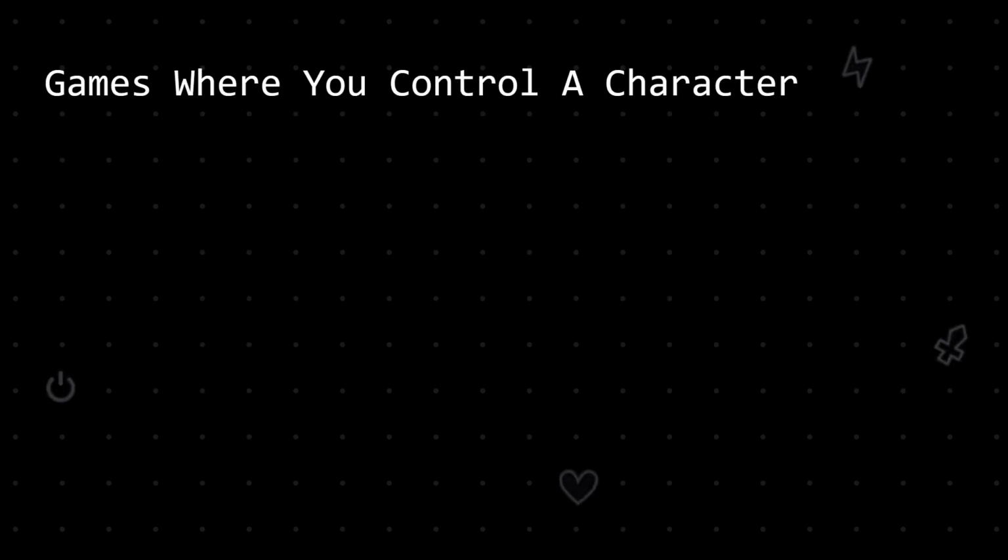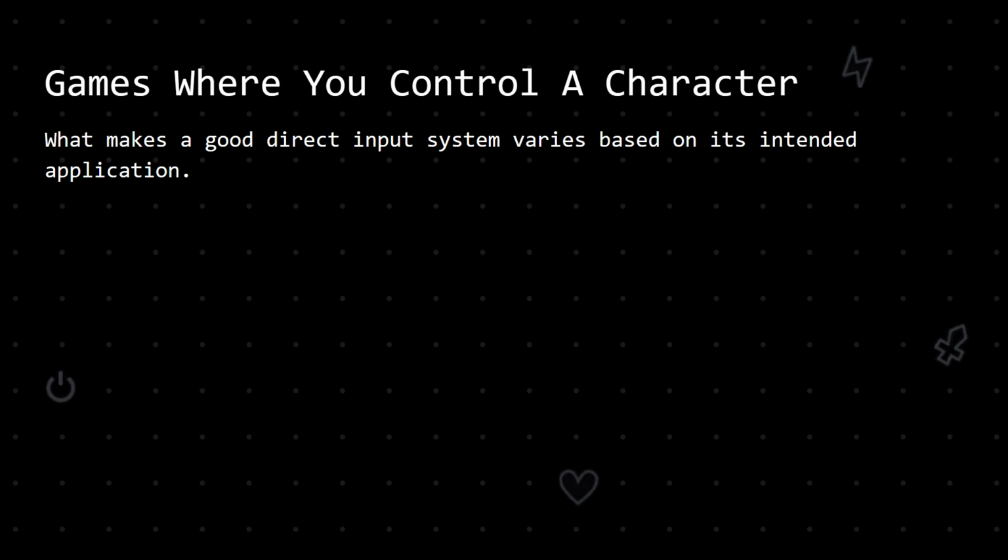Direct input is just that. Input which translates directly to in-game action, without the need for interaction with some intermediary virtual element like an on-screen button. What makes a good direct input system varies to an extent based on its intended application. While there are many ways to distinguish applications of direct control, perhaps the most straightforward method of doing so is to ask what the player is controlling.